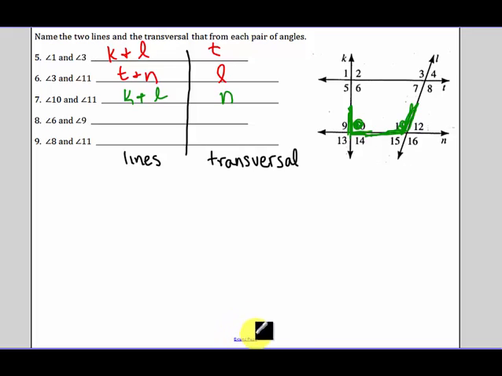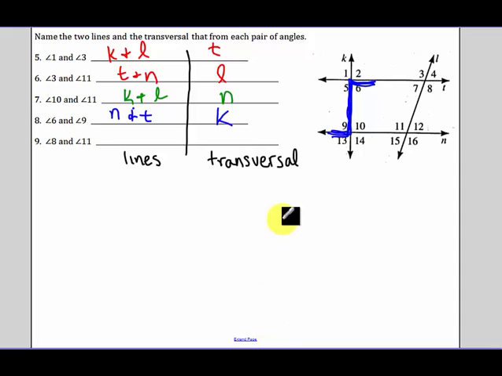All right, 6 and 9. So angle 6 and angle 9, well, when I'm tracing through my angles, which line am I tracing over twice? Tracing over K twice. So that's our transversal. N and T are the other two lines.